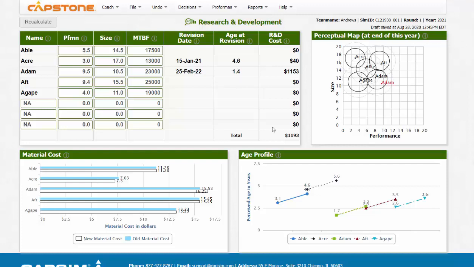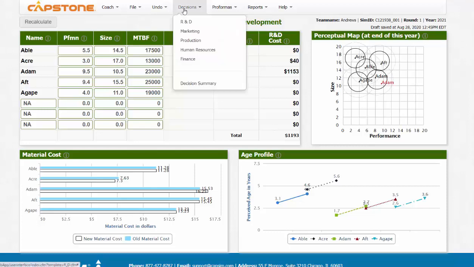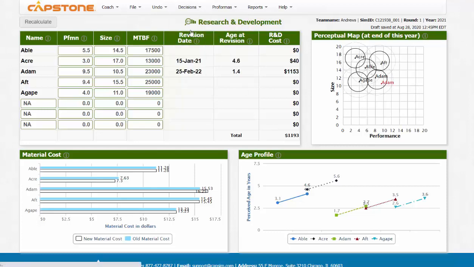So that's an overview of the decisions you make in the R&D department. Let's go to the next department, which is marketing.